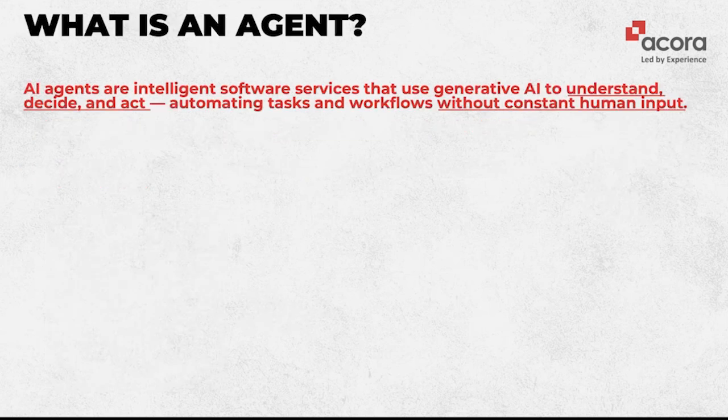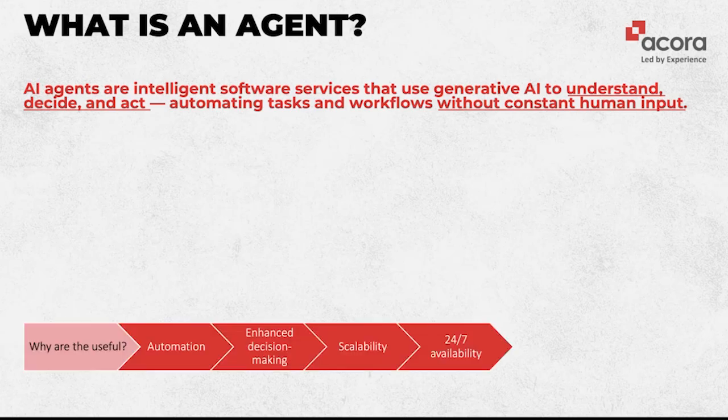So what is an agent? An agent is an intelligent software service that uses generative AI to understand, decide, and act. And it's really that final part around understanding, deciding, and acting that gives it agency to act autonomously.